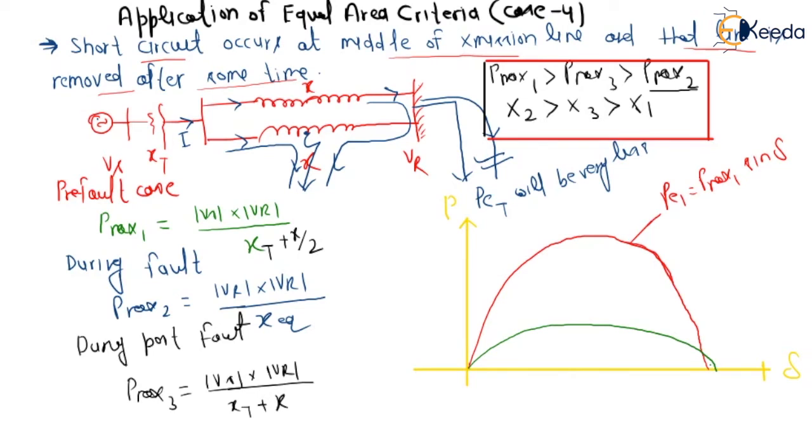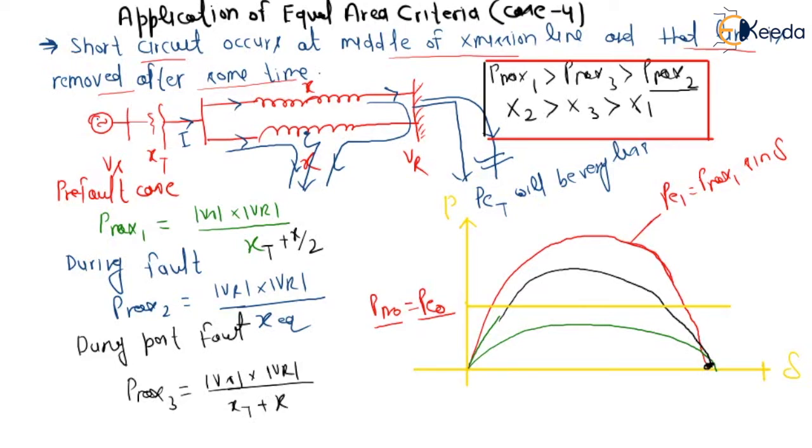I am drawing P max 3 with the black pen. P max 3 will be like this. These curves meet at this point, where PM naught is equal to PE naught. So PM naught is equal to PE naught will be here. So what is happening exactly? Now I am going to discuss. This P max 2 will be lesser than this PM naught, as we have studied in the books as well as from experience.